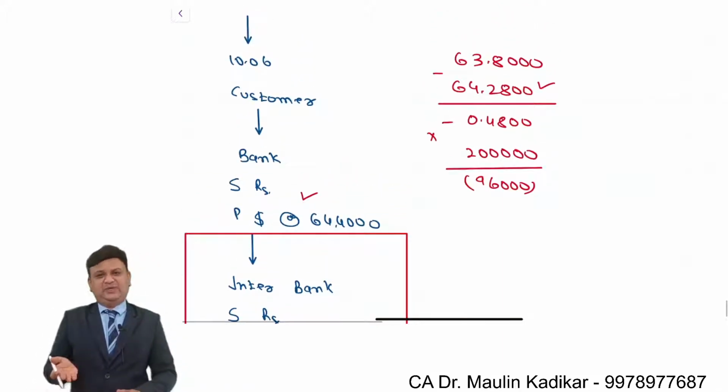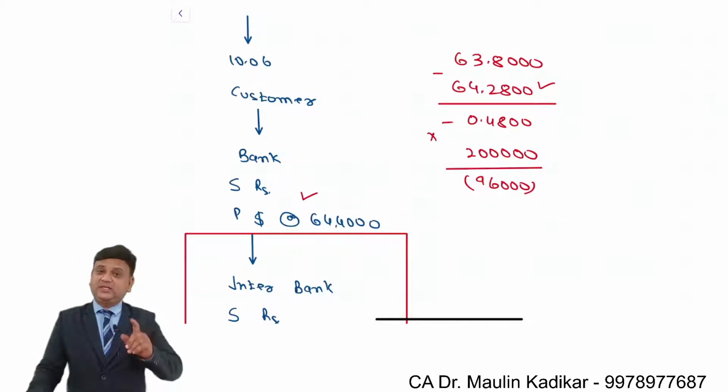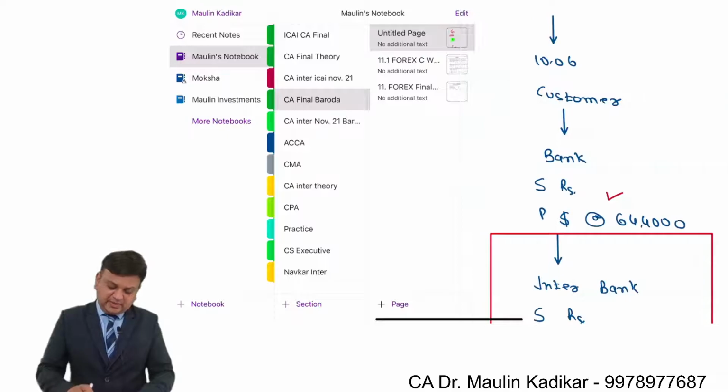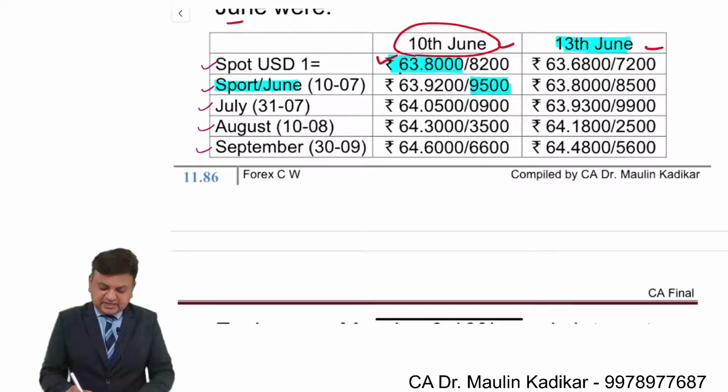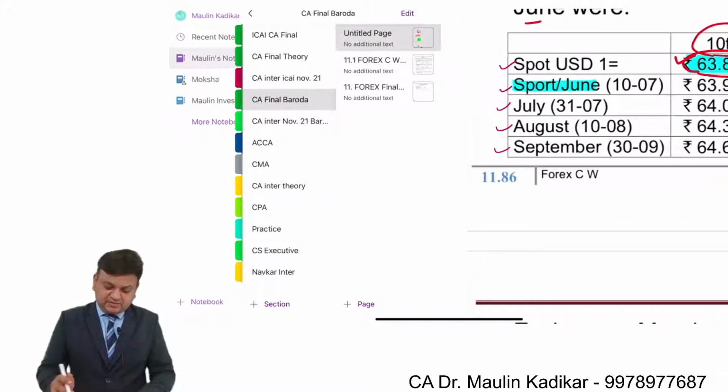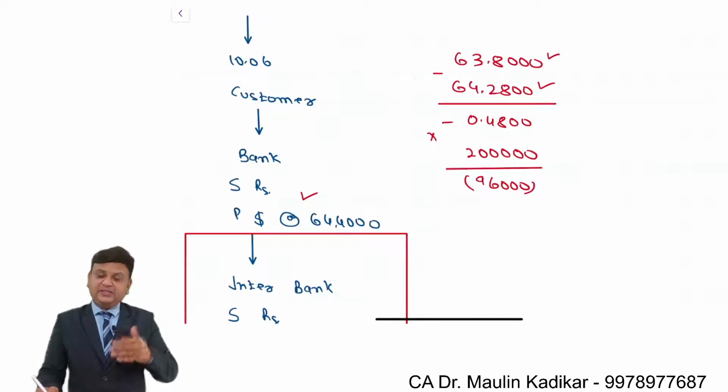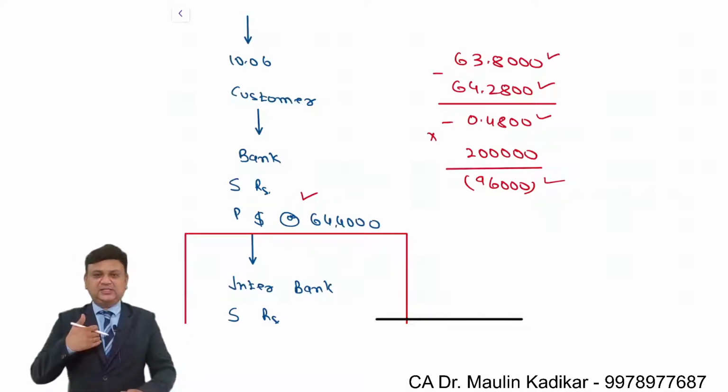The dollar currency which I have purchased is of no use to me. And further, we understand that holding dollar currency is risky. Why? Because if the value of the dollar falls, then my loss will increase further. So immediately what I will do, in the spot market only I will sell it. What is the rate at which I will sell it? I will sell it at 63.80. So I will get 63.80. I have paid 64.28. So there is a loss which I am incurring, 96,000. Of course, I am going to recover that from the customer. But right now, this is the loss which I am incurring.